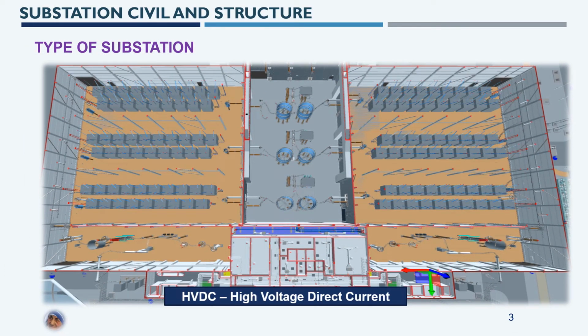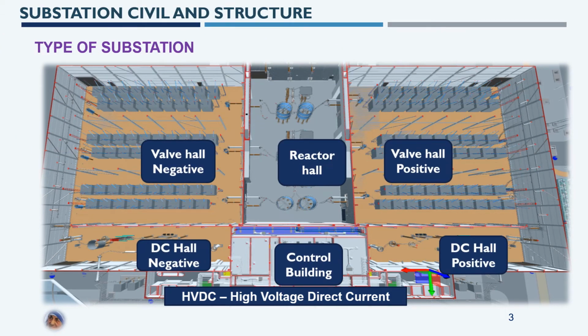Next is HVDC, high voltage direct current. This top view of the picture shows you the components of the converter building, which is a major building in any HVDC project. The converter building has the components of control building, DC hall negative, DC hall positive, valve hall positive, valve hall negative, reactor hall. Special care should be taken for the reactor hall to protect the structural steel, because the reactor is subjected to magnetic impulsion. For that reason, the wall and the ceiling should be covered with aluminum sheet, where aluminum is a non-magnetic metal.